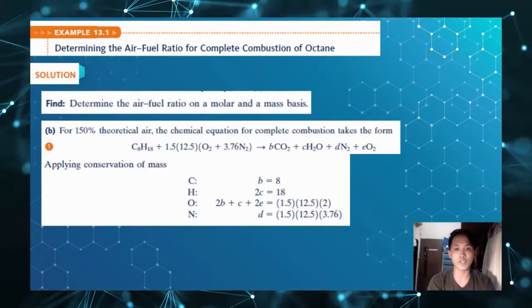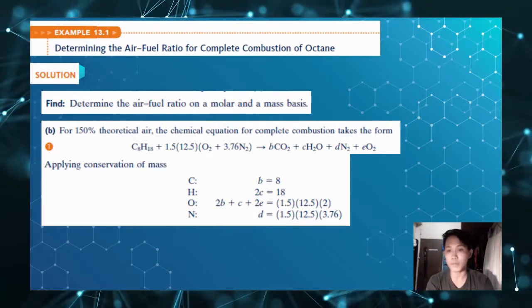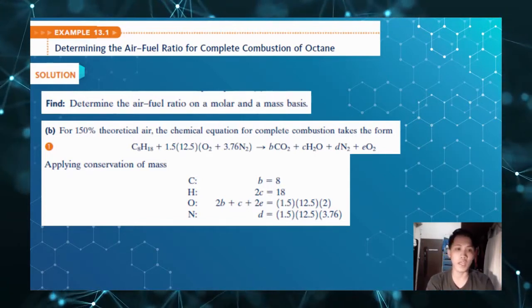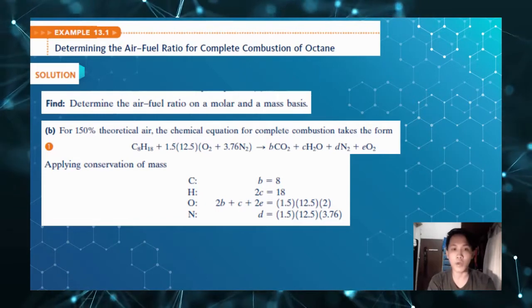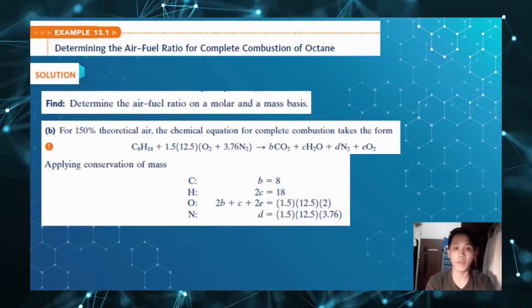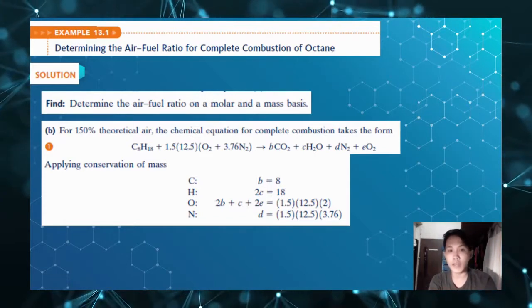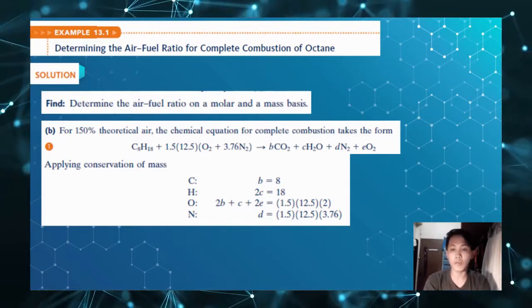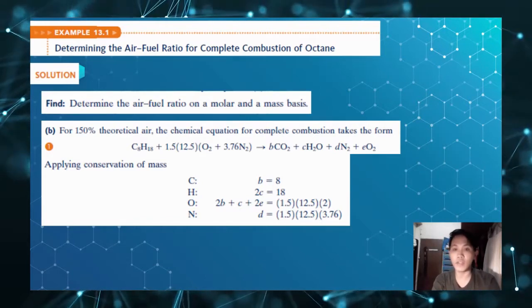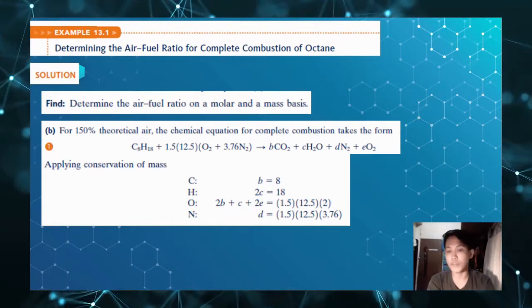As for B, for 150% of theoretical air, the chemical equation for complete combustion takes form with this chemical formula. C8H18 plus 1.5 times 12.5 times the oxygen plus 3.76 of nitrogen, gives B of carbon dioxide plus C of water plus D of nitrogen plus E of oxygen.